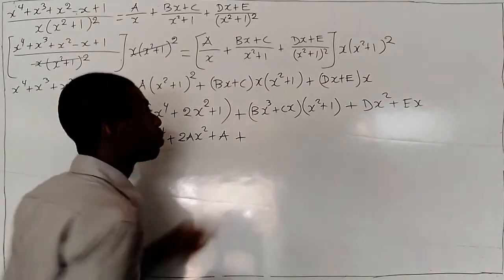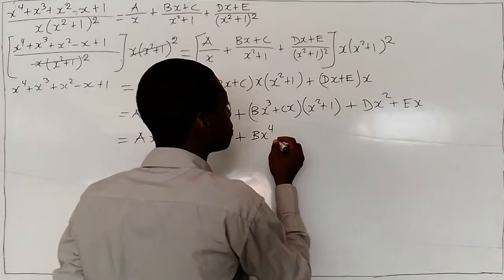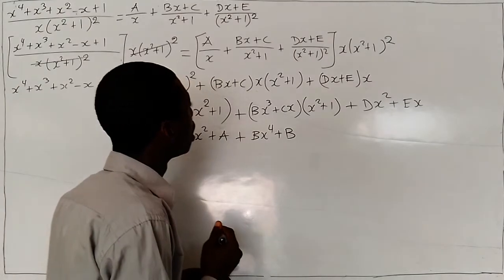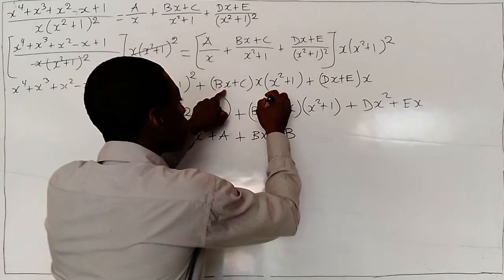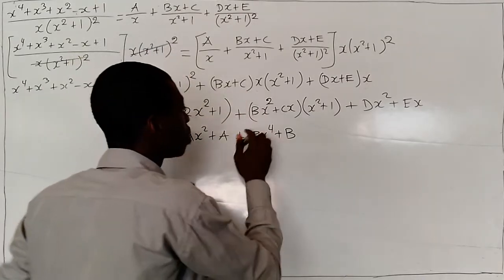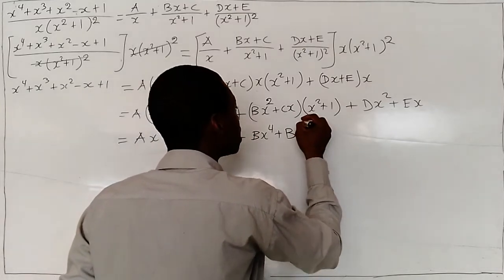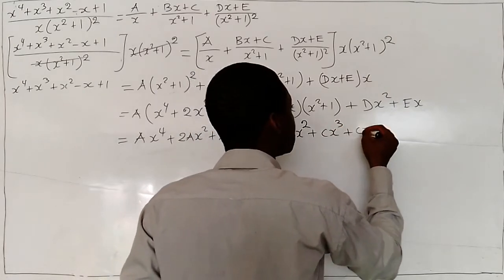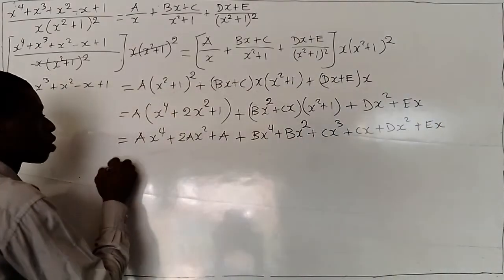Now, so this one will give us ax raised to the power 4 plus 2ax squared plus a, then plus this times this, that will give us bx raised to the power 4, then plus bx squared, since when x multiplies this it is bx raised to the power 2. So bx raised to the power 4 plus bx raised to the power 2 plus cx raised to the power 3 plus cx plus dx squared plus ex. Now, we collect like terms.